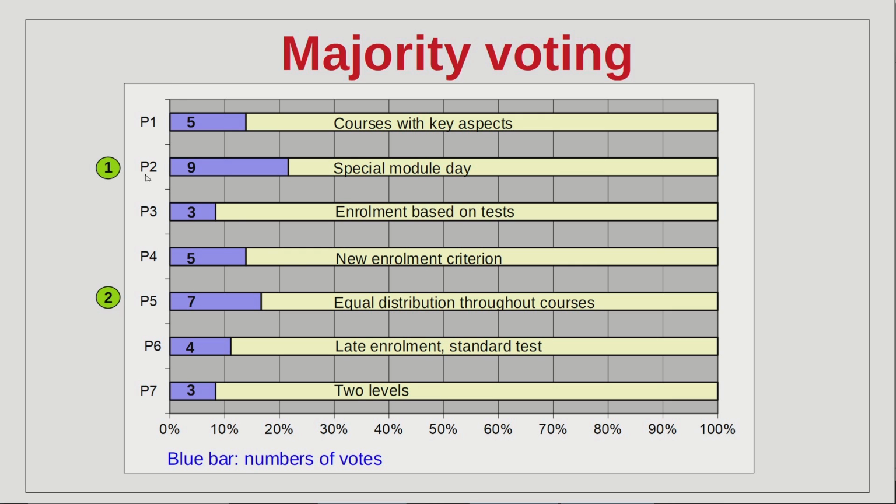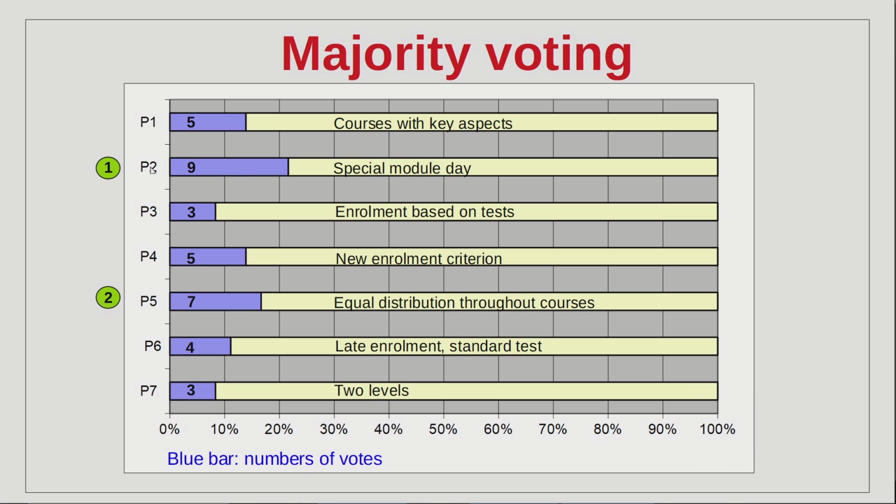P1 to P7 are the different proposals with their names, what they are about. And these numbers are showing the votes which every proposal received. So proposal number 1 received 5 votes. The blue bar is showing the percentage of people who voted for this proposal. So for example, if all 36 lecturers had voted for proposal 1, the blue bar would go all the way to the right to, here we see it, 100%.